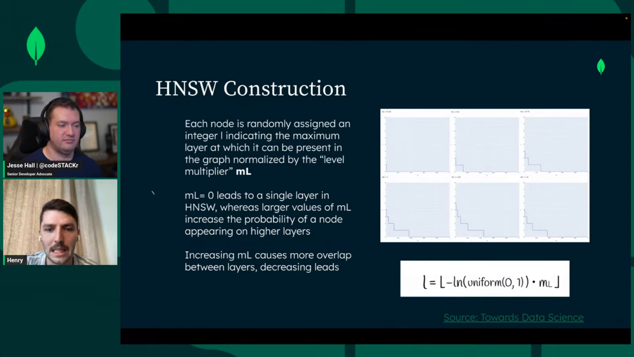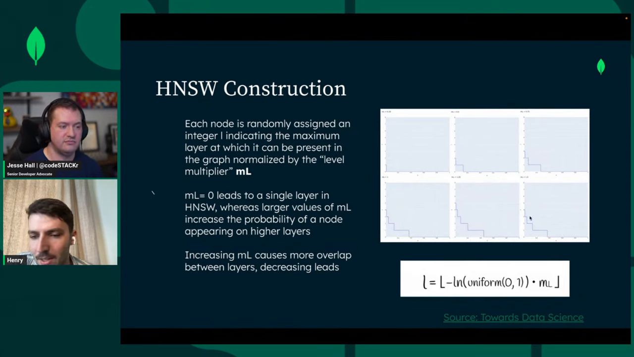Travel my bus stations. So this plot shows, from this really great tutorial on HNSW from Towards Data Science, as I increase this mL value from 0.25 to 1.5, what is the distribution of my Ls? So how many nodes fall on 4 levels? How many nodes fall on 3 levels? How many fall on 2? How many fall on 1?